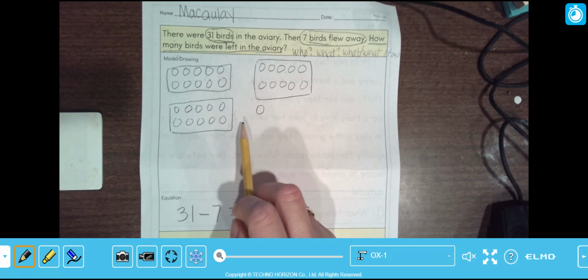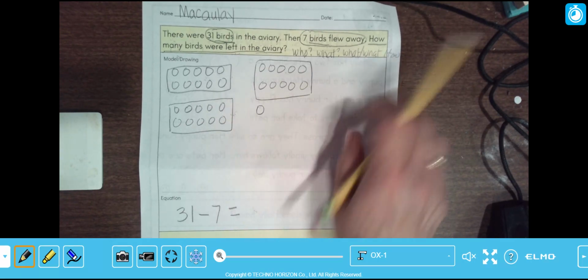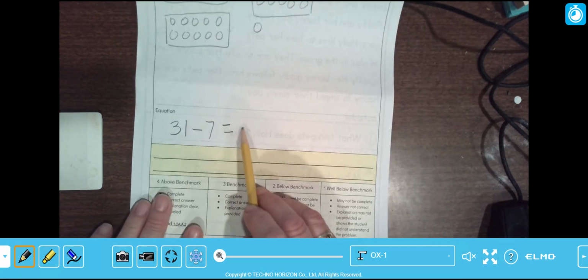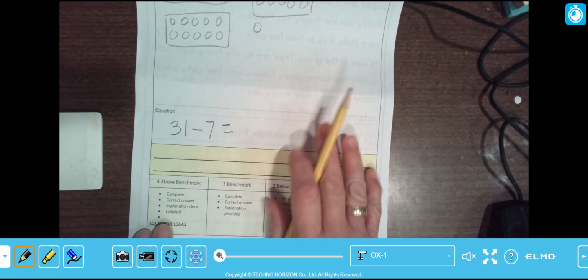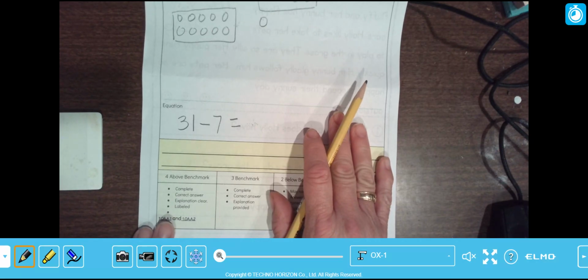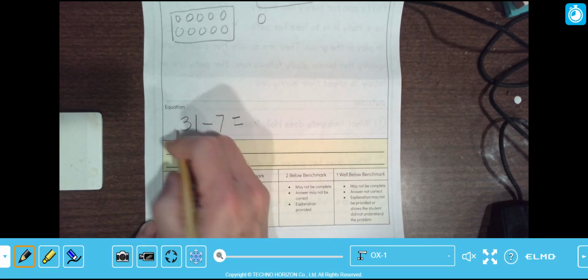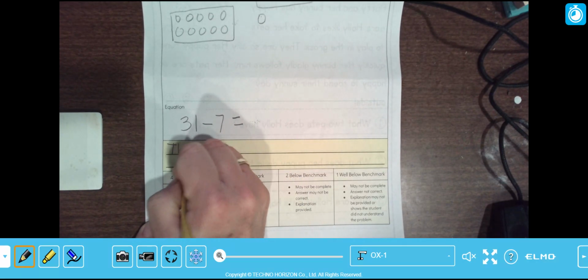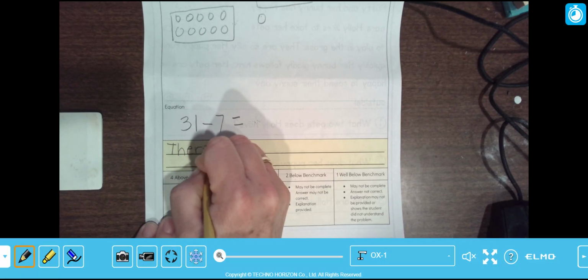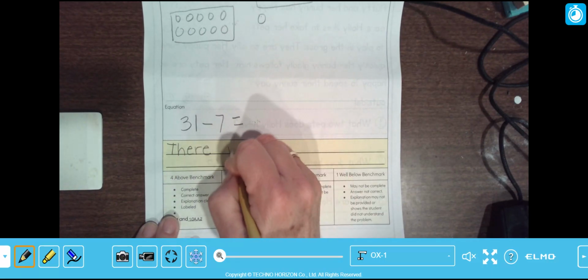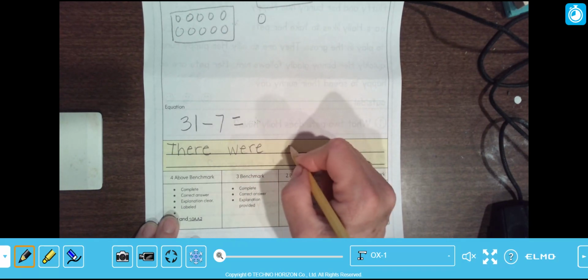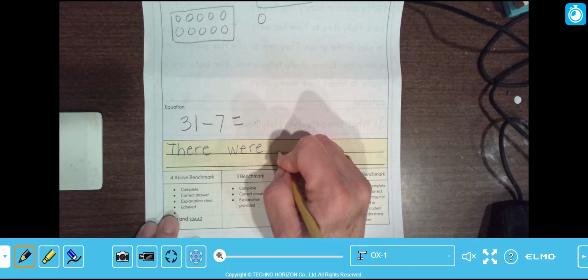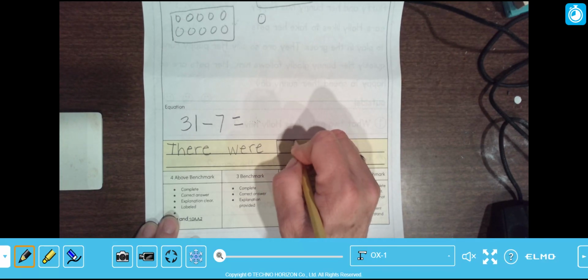If I do it for you, you're just going to copy me. And I don't want you to copy me. I want you to do it without me. And then I want you to find the answer here without me. Okay? Find the answer and put it here. Then you're going to write how many birds were left in the aviary. So you're going to write there were, and then you leave space here for the answer. Okay, so I'm going to put a box here for the answer.